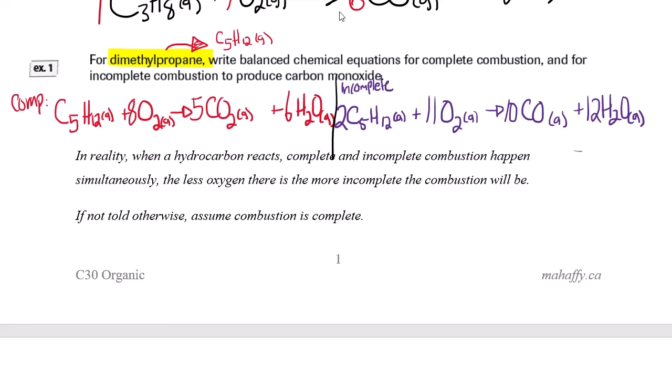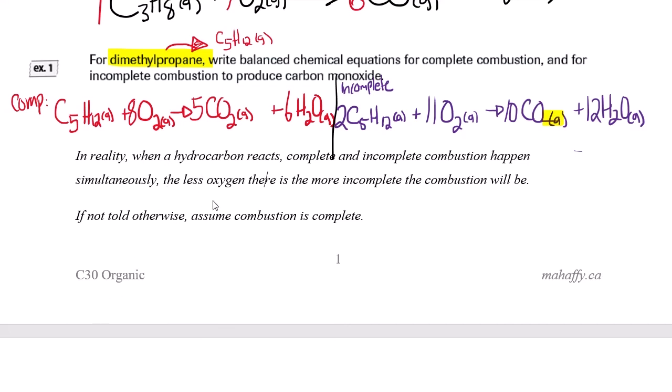Okay, so I've got my 2 here. See if you agree with me. For my complete combustion, I've got my dimethyl propane, which is C5H12. It's reacting with oxygen to produce carbon dioxide and water, and I've got my balancing here. For my incomplete combustion, I've got my dimethyl propane reacting with oxygen. I get carbon monoxide instead of carbon dioxide, and I've got water as well. And then this one as well, I had to double my coefficients in order to make the balancing work.